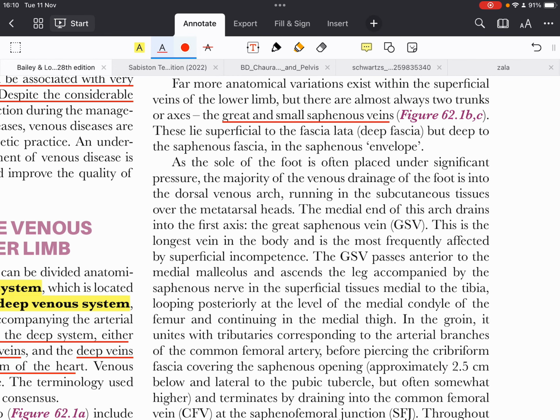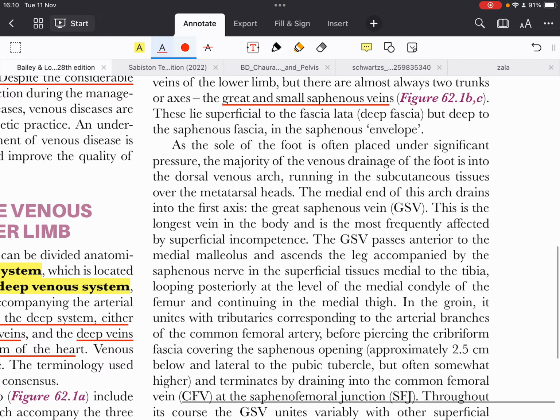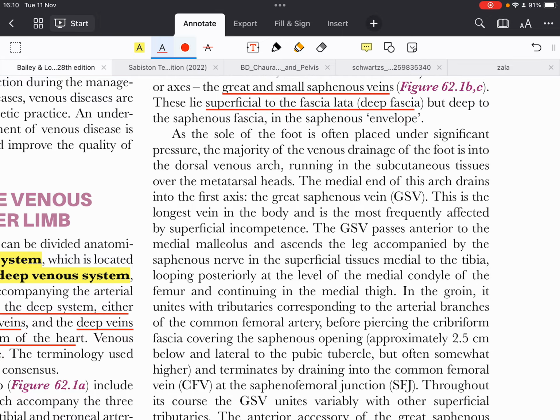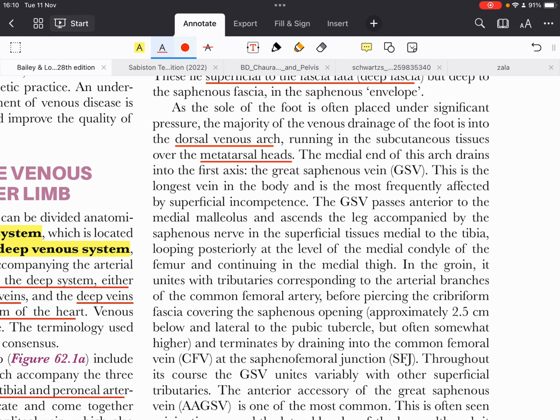This lies superficial to the fascia lata, but deep to the saphenous fascia, in the saphenous envelope. As the sole of the foot is often placed under significant pressure, the majority of the venous drainage of the foot is into the dorsal venous arch, running in the subcutaneous tissue over the metatarsal heads. The medial end of this arch drains into the first axis, the great saphenous vein. This is the longest vein in the body and is the most frequently affected by superficial incompetence.